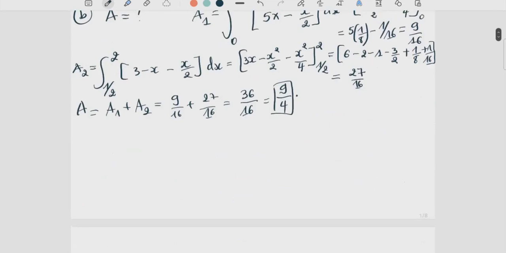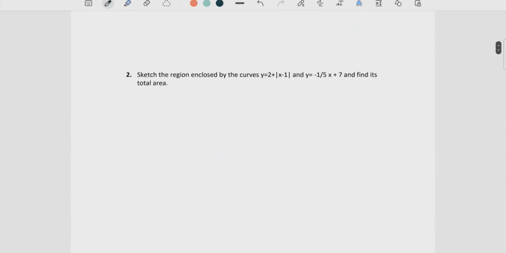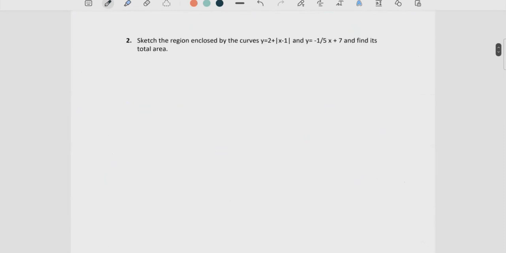So let's now look at the second problem, which is asking us to sketch the region enclosed by the curves y is equal to 2 plus the absolute value of x minus 1, and y is equal to negative 1 over 5x plus 7. And we are asked to find its total area. So let's try to find that.